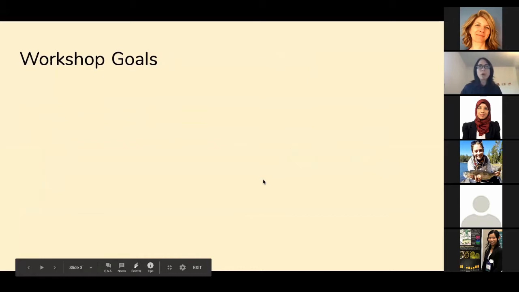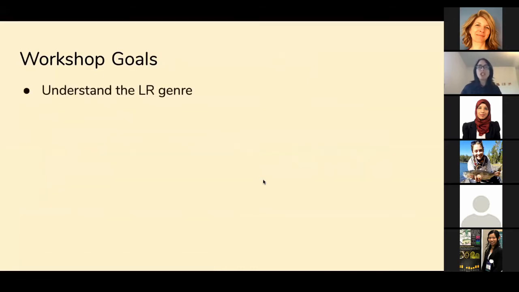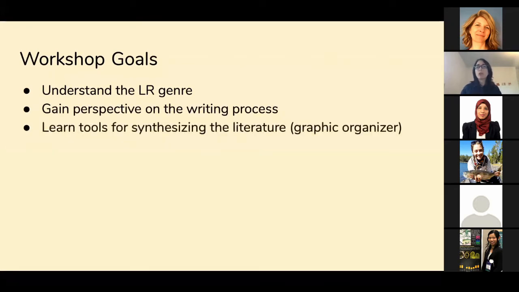So the workshop goals for today will be to understand the genre of a literature review, to gain perspective on the writing process, to learn tools for synthesizing the literature. We're going to look at a graphic organizer, also called a matrix. We're going to focus on that in the second half of the workshop. The first half will really be focusing more on understanding what a literature review is and has to do.